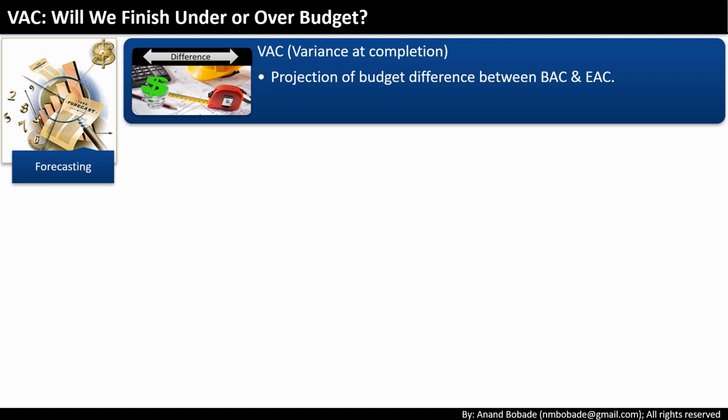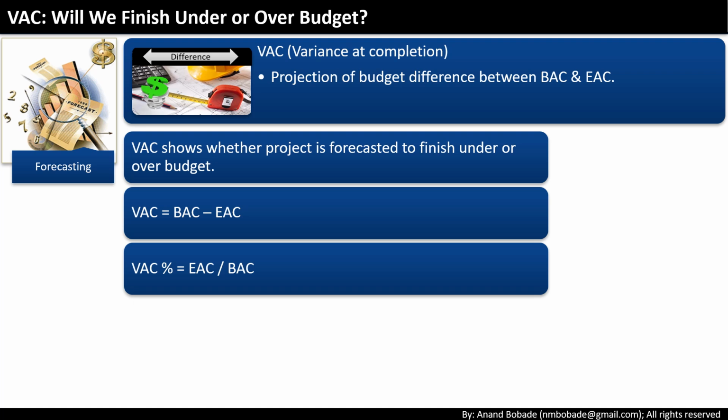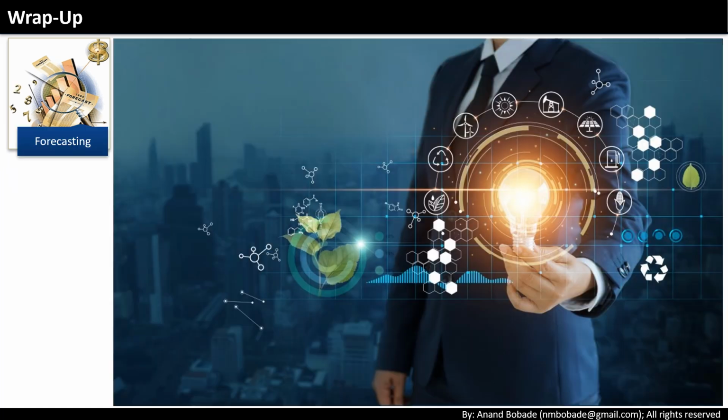Sometimes exam questions also ask for percentage. VAC percent equals EAC upon BAC. This metric tells your sponsor at a glance whether you're expected to finish under or over budget. Very practical for reporting. Alright, let's wrap up part B.